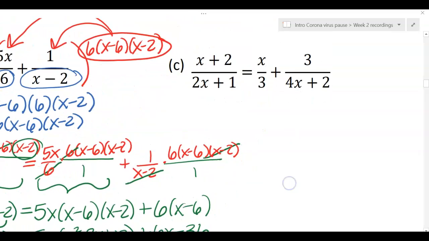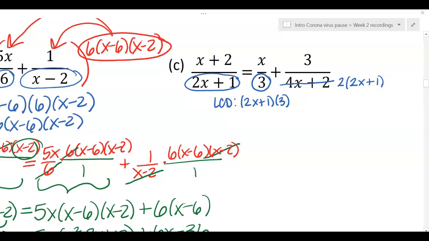So I'm going to focus first on the LCD again. And so I look at our first denominator. It has one factor of 2x plus 1, so I need to include that. The second denominator has a factor of 3, so I'm going to include that. The third denominator is factorable. If I take 4x plus 2, there's a common factor of 2. So it becomes 2 times 2x plus 1. And I already have a factor of 2x plus 1 listed, so the only thing I haven't covered from that factor is 2.